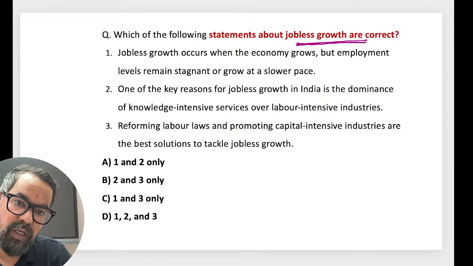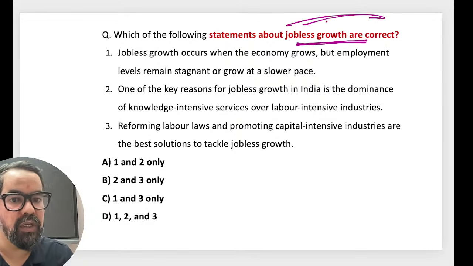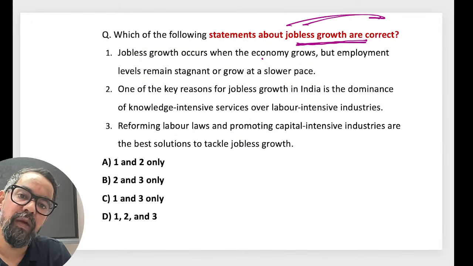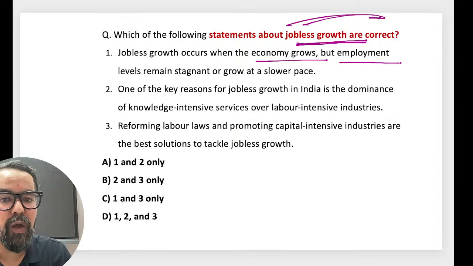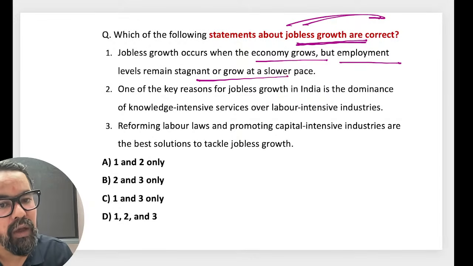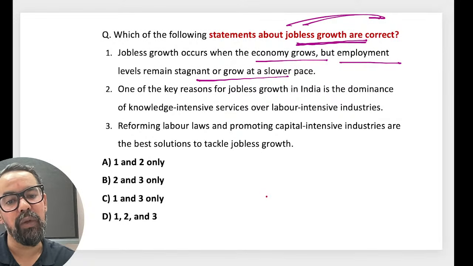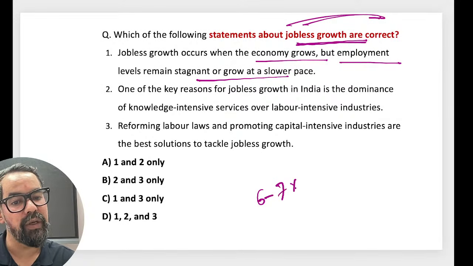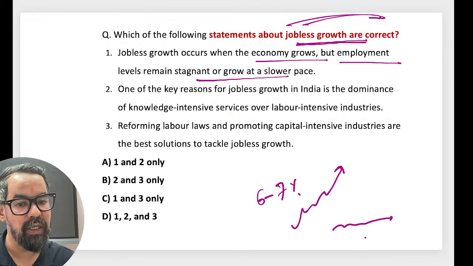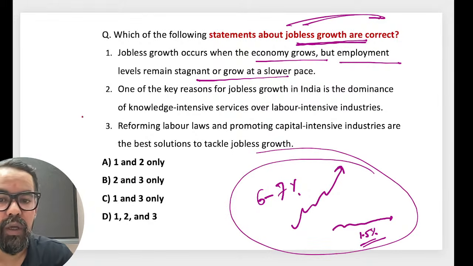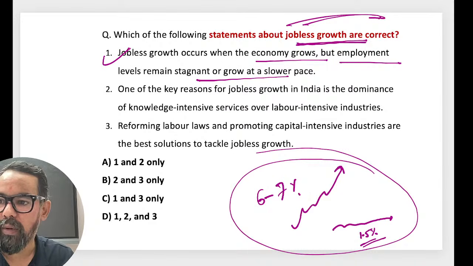Statements about jobless growth, which are correct? Jobless growth occurs when the economy grows but employment remains the same or grows at a slower pace, as the Indian economy is facing. Our growth rate is between 6 to 7%, okay, but employment growth is something like 1.5% or around that. So we are facing jobless growth. The economy is growing but employment is not growing.